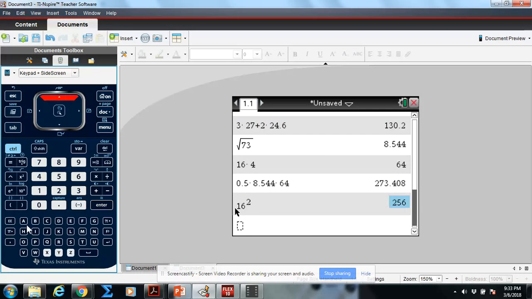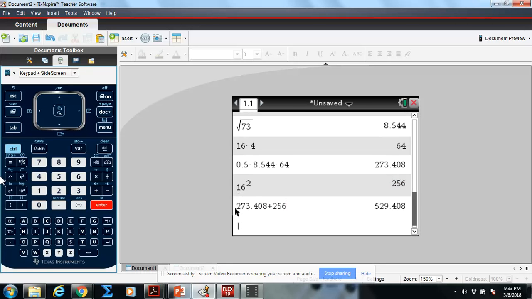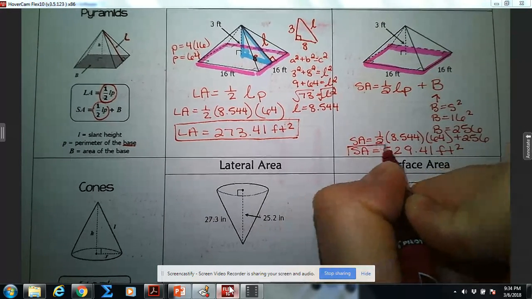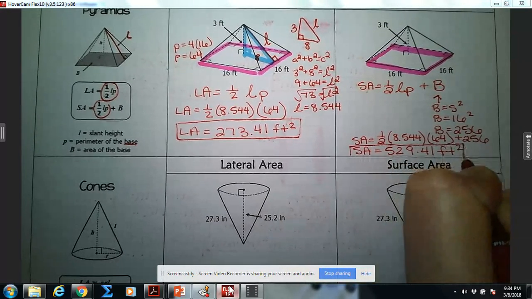So I'm going to go up here and get my lateral area, the 273.408, and add it to the base area, 256, for a total of 529.41. 529.41 is measured in feet squared.